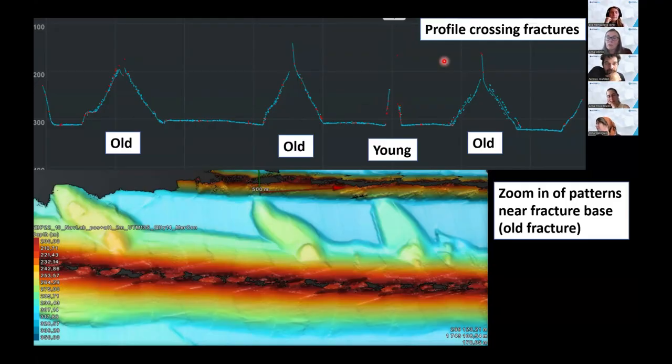And here's another old one. And this is a zoom in on one of the old fractures. So in addition to this wearing off of the base, there are these banana-shaped features protruding from the fractures. We don't see them anywhere else, but we really don't know what caused them.